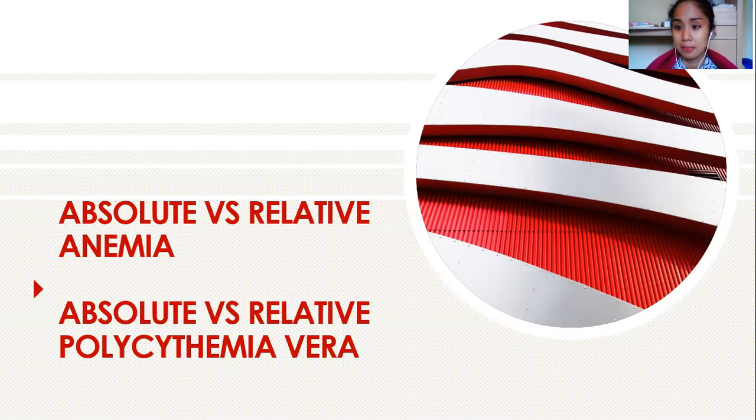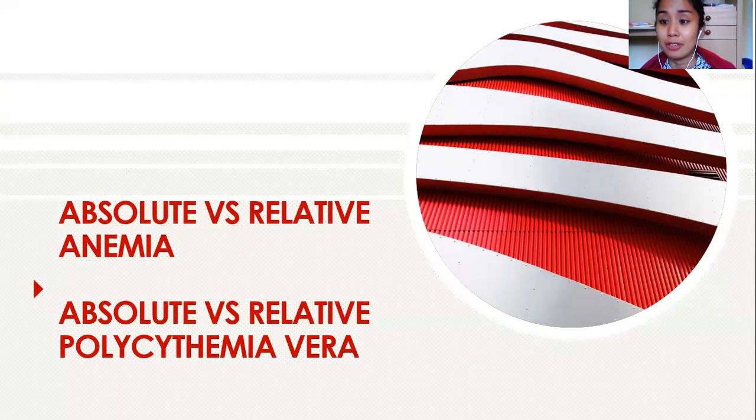Transfusion of plasma. In absolute polycythemia, is there a real increase or decrease of red cell mass? Increase, di ba? There is a true increase in the red cell mass, perhaps due to increased precursors, di ba? And what else?